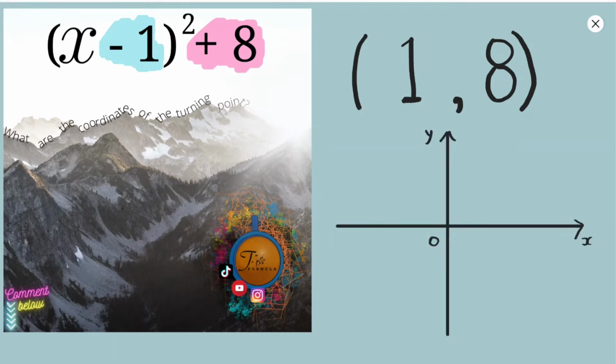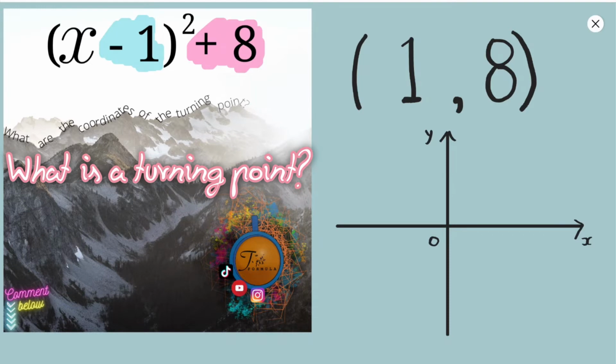I think the question is, what is a turning point? If we take this one, for example, we've got 1, 8. If we use our basic knowledge of how to deal with coordinates, we can put a little mark somewhere approximately equal to 1, 8. This would be the point which is maximized or minimized on our graph.